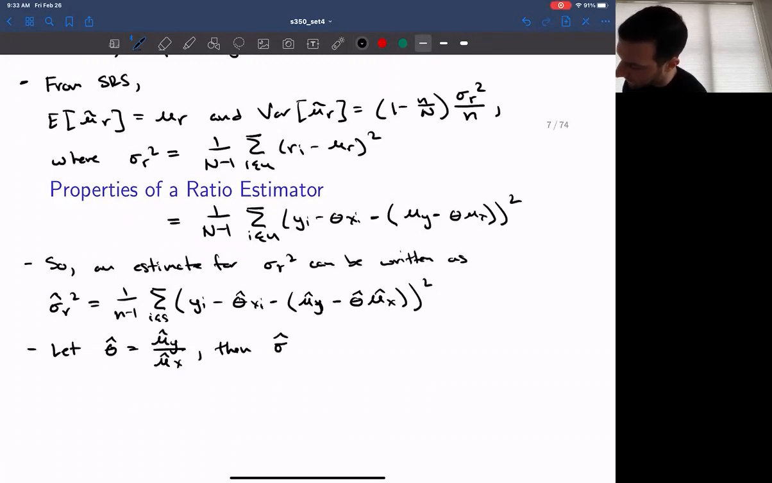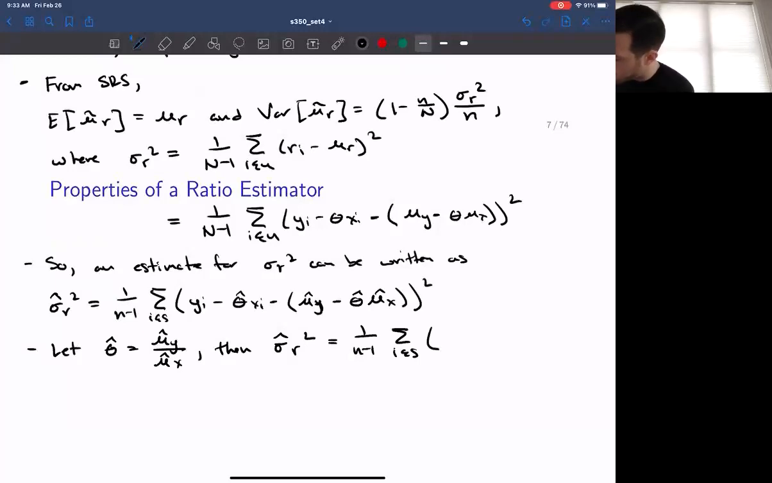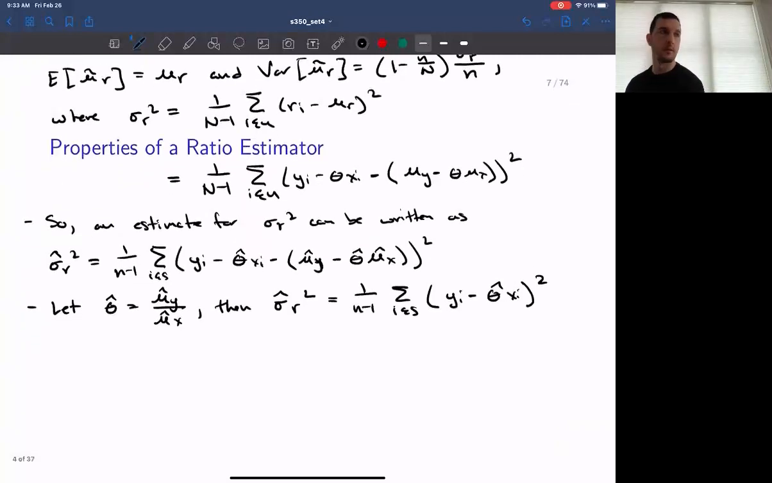Then the estimate of the standard deviation of the ratio squared is 1 over n, the sum i in s of yi minus theta hat xi, squared. Which is a nice simplification from the original expression. So we get lots of cancellation from the introduction of the theta hat.